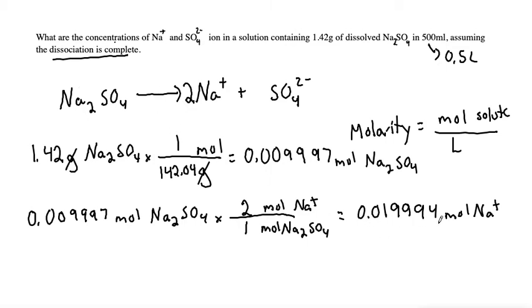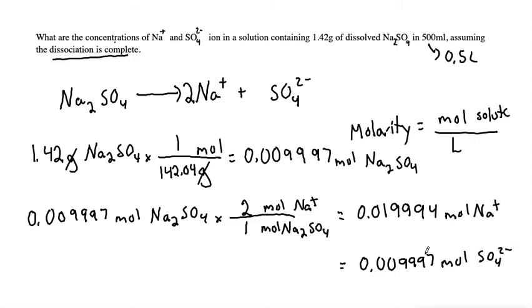Okay, so that's our moles there. And doing a similar idea, we could do a conversion for the SO4, but because they both have a coefficient of 1, it's actually going to be the same number. So without even doing the conversion, we can say it's going to be the same number as the moles of Na2SO4. So we would have 0.009997 moles of SO4 2-.